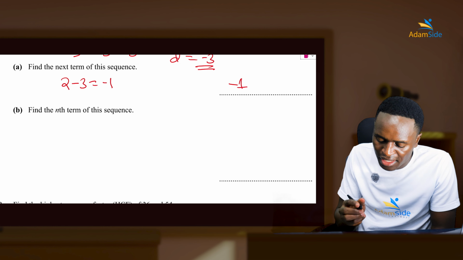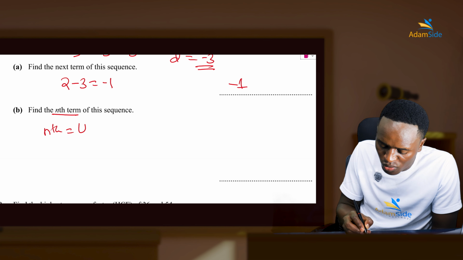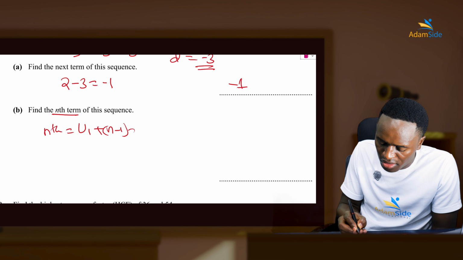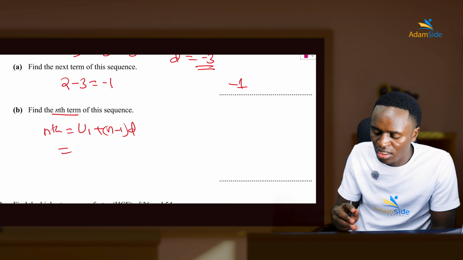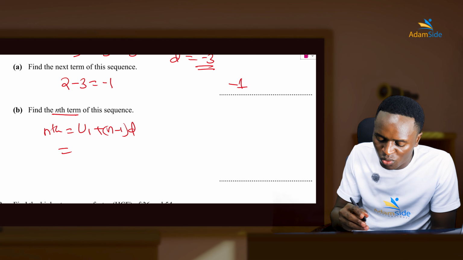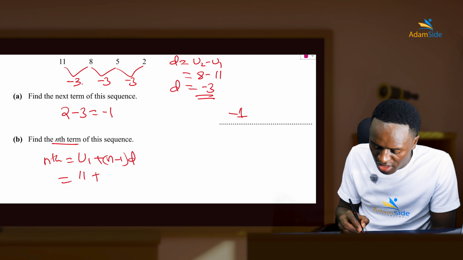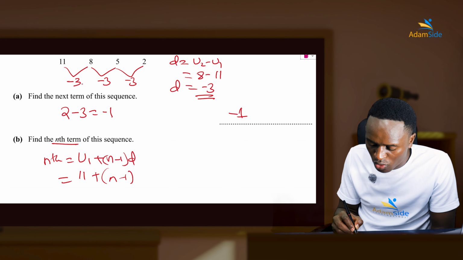And then find the nth term of this sequence. So finding the nth term of an arithmetic sequence, the nth term obviously is u1 plus n minus 1 d. So this is a dependent question. You have to get the common difference first. u1, so what's u1? The first term of the sequence is 11. So we go to 11 plus, how many terms? We don't know. n minus 1. And then the common difference is negative 3.